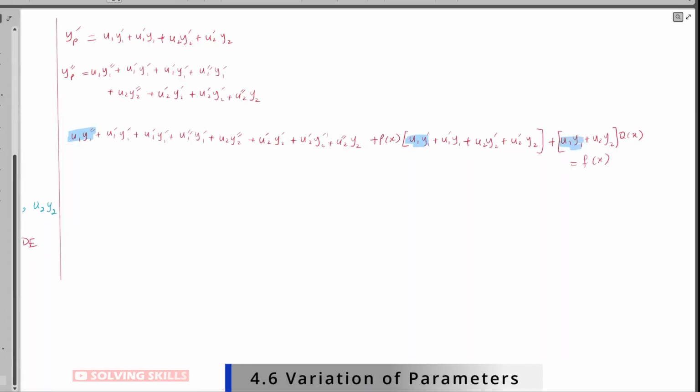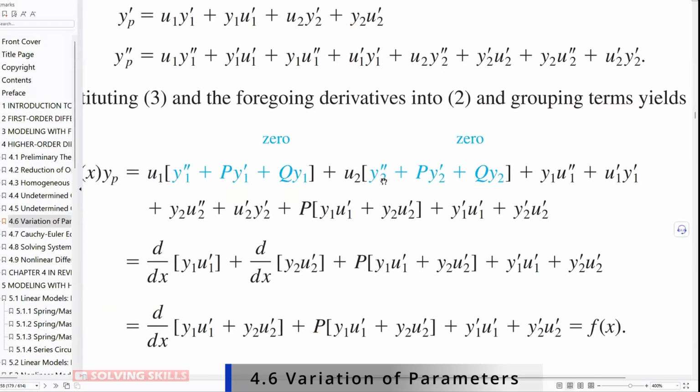Then you collect for u2. For u2, we see that this is a u2 term, and then this is a u2 term with p of x, and this is a u2 term with q of x, right? So then this is the situation. With u2 we can see y2 double prime plus p y2 prime plus q y2.